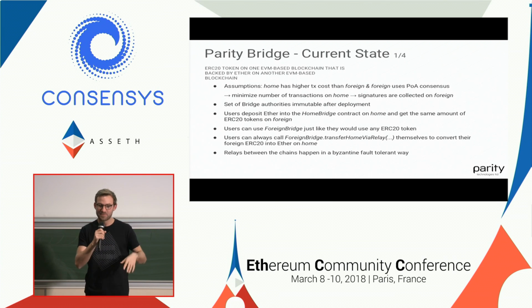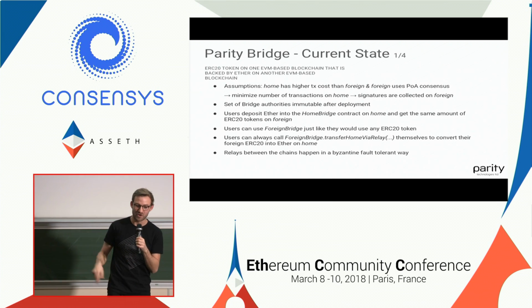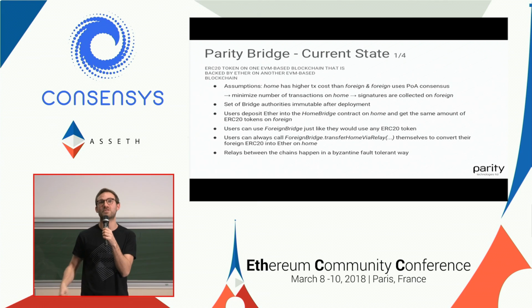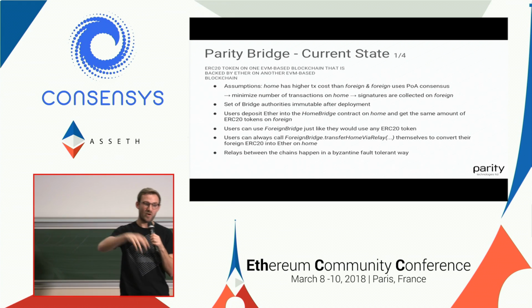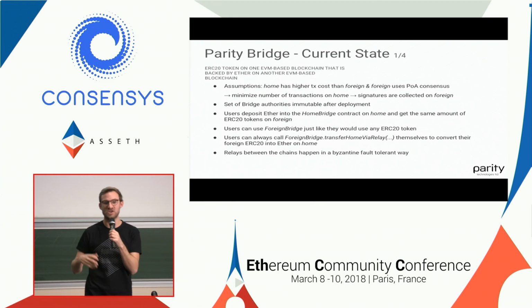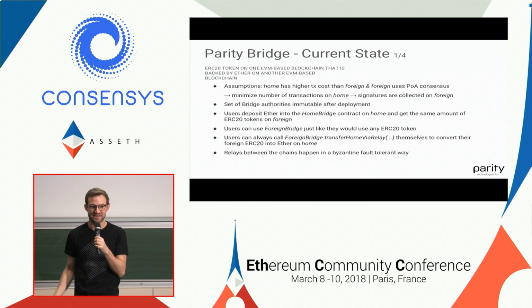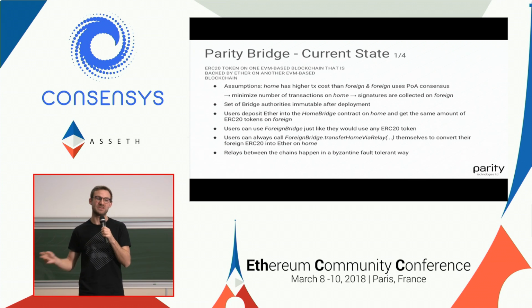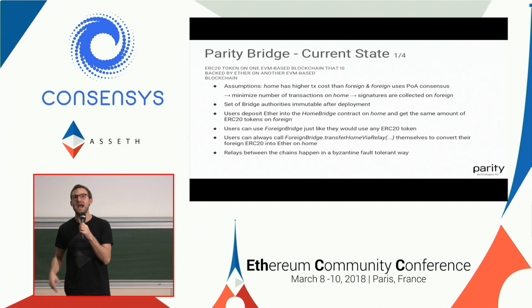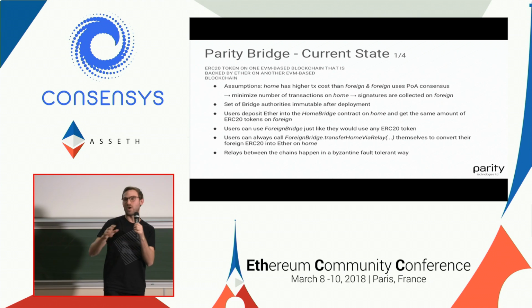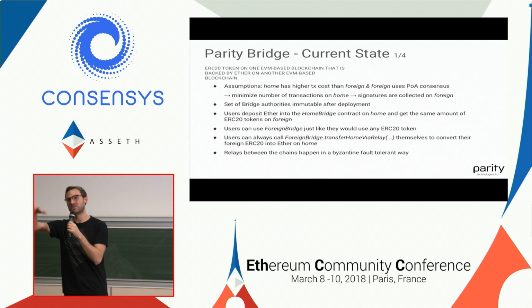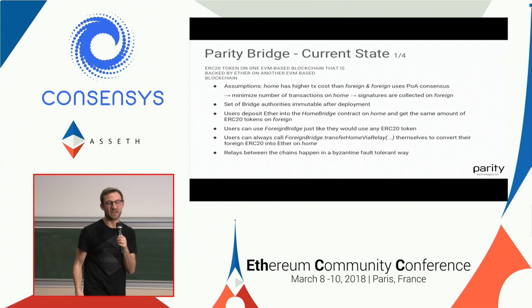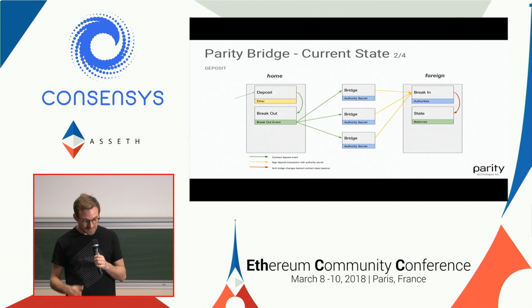What happens is the user deposits Ether into the home bridge contract on home and gets the same amount of ERC20 tokens on foreign. And users on the foreign bridge side, so on Kovan, can use the wrapped Ether just as any other ERC20 token. And last but not least, relays between the chains happen in a Byzantine fault-tolerant way. This is a bit of a wrong usage of that expression, in my opinion, because you usually talk about that in consensus systems, but in some way or another, it's more true than false.